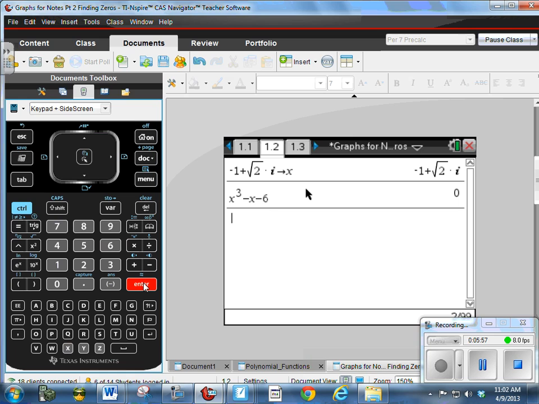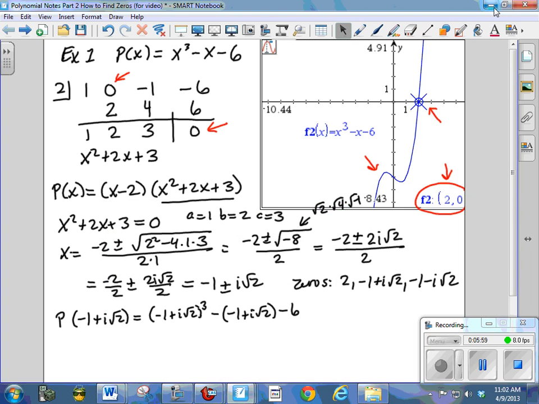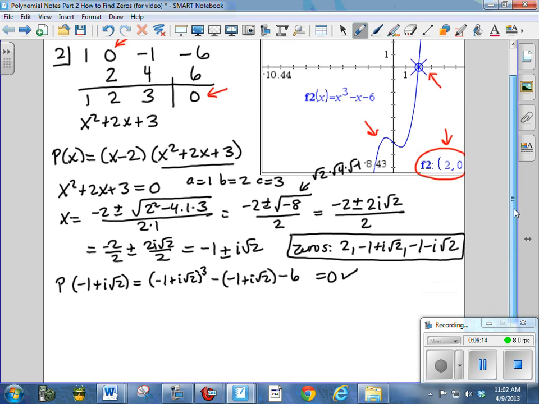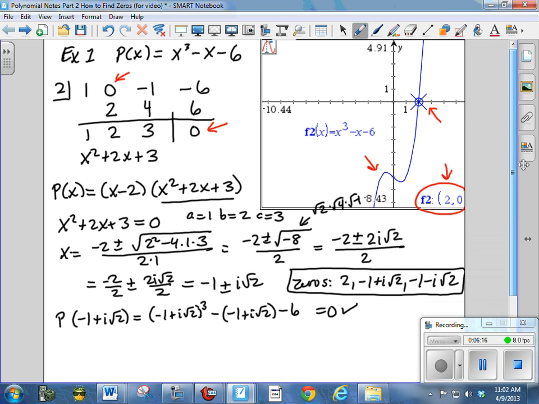So I've verified that that is indeed a 0. I'm not going to go through that verification process every time with you, but that's how you would double check. And that equals 0. So check. So these are my zeros. I successfully found all 3 zeros. Notice that the imaginary roots occur in conjugate pairs.